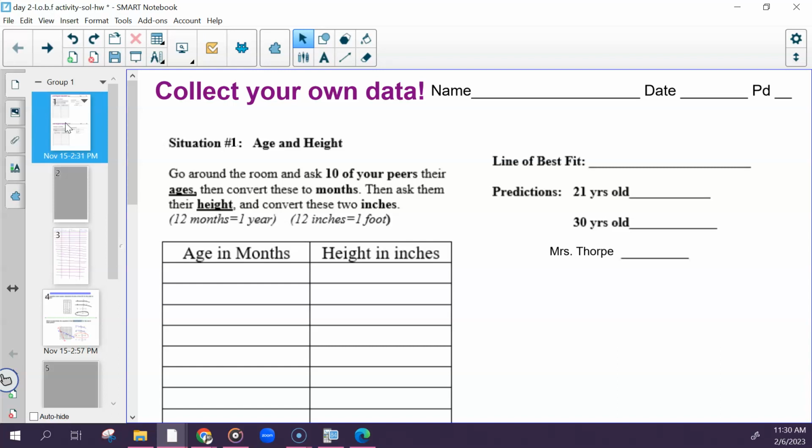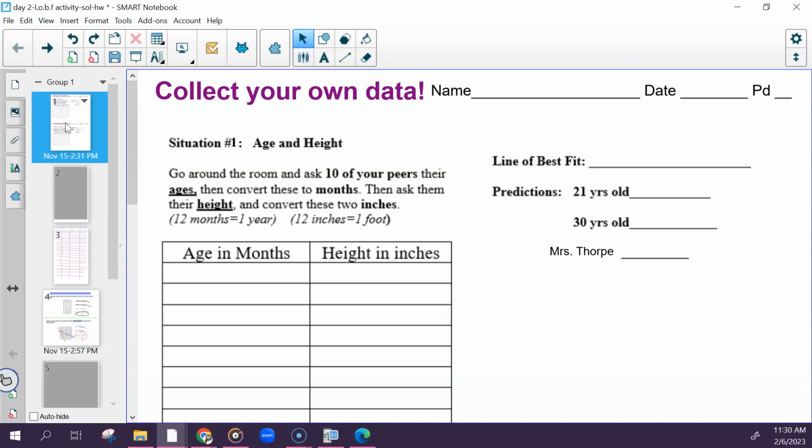You are going to go around the room and ask 5 people their age and their height. If you don't know what your height is, guess. Christian is probably the tallest person in here, so pick something shorter than him. You're going to convert those ages to months, so you guys can talk to each other on how to do that, and convert that height to inches.